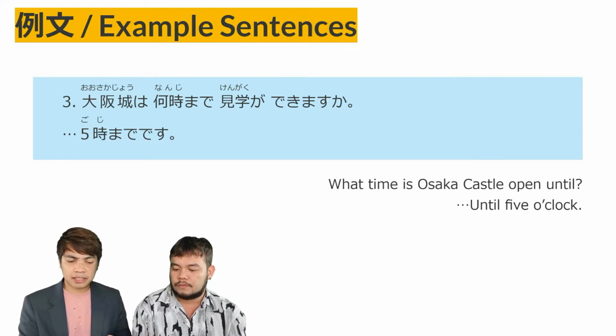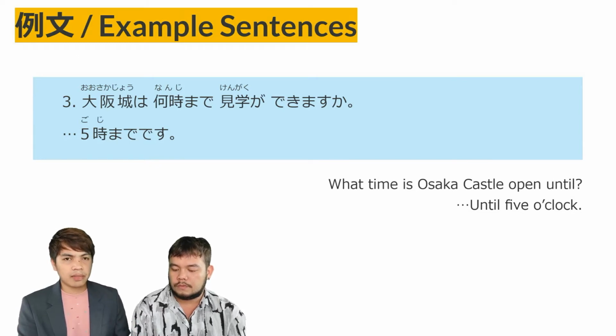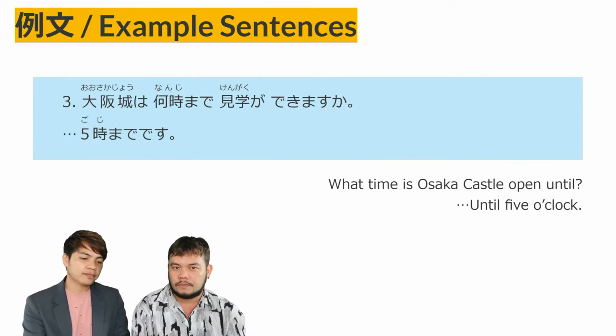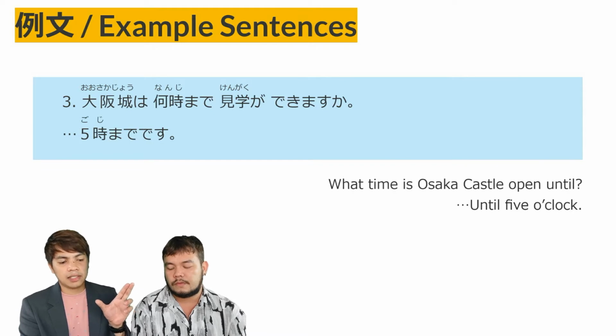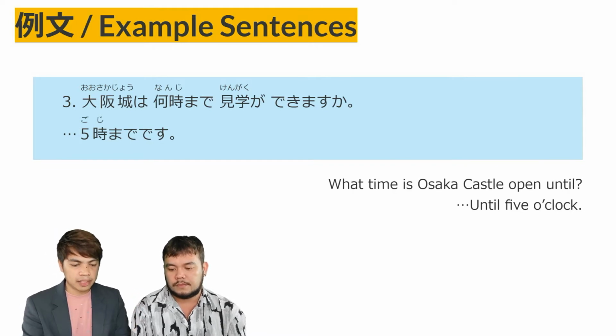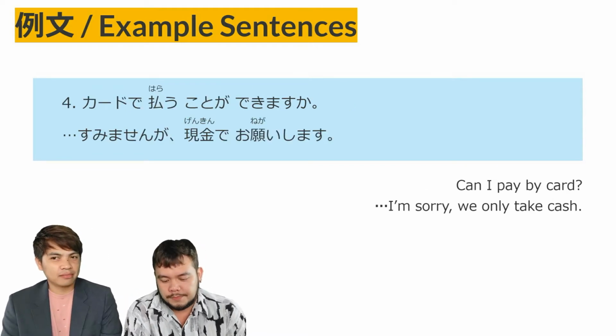Kengaku ga dekimasu, you can see the Osaka castle. He said 5時までです. Until 5 o'clock. So he answered the interrogative nanji made, and the answer is goji made desu.